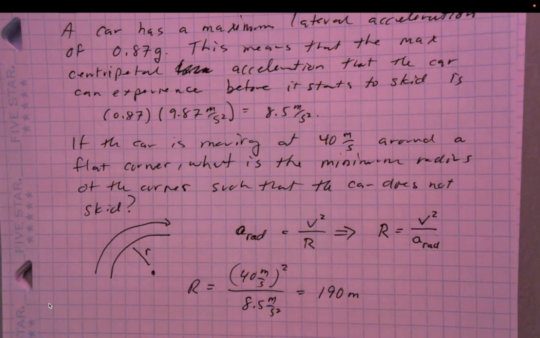Okay, so the tightest corner the car can handle will have a radius of about 190 meters at this speed. Of course, if you're going slower, then everything changes, right? If I'm only going 20 meters per second, then obviously the radius can be a lot smaller. Okay. All right, very good. That is the last problem that I have for this section.